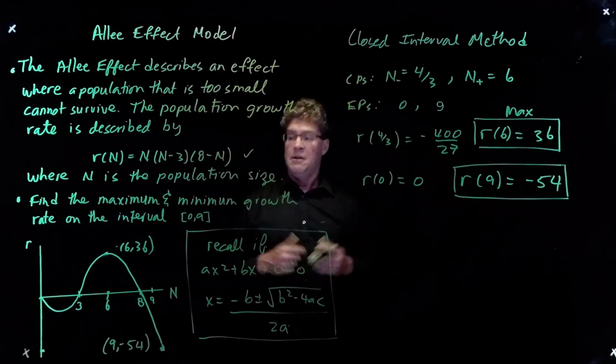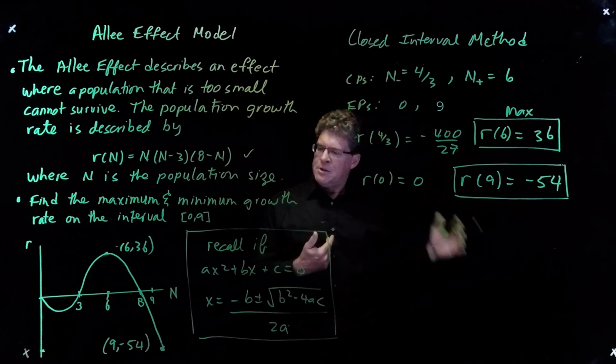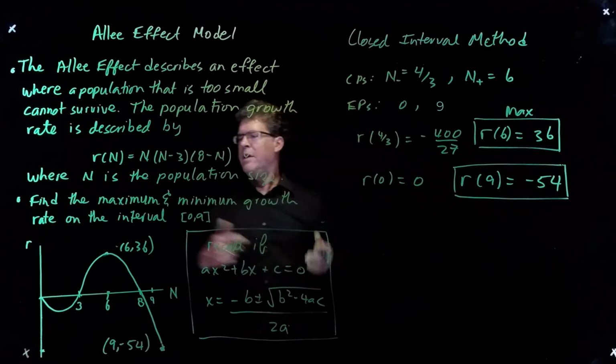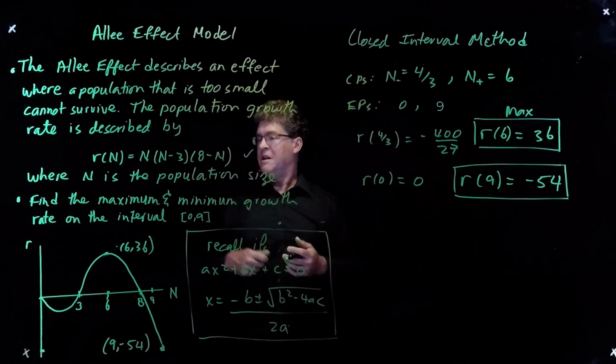And so we see here that on this interval, the absolute minimum is at the endpoint 9, and the absolute maximum is at a critical point, which occurs at n equals 6.